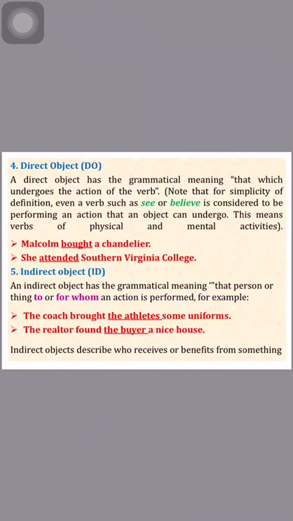Okay. Direct object is that which undergoes the action of the verb, meaning affected by the verb phrase, affected by the action done by the subject. That which undergoes, goes under. This is what we mean by affected, under the influence. So it undergoes, or is affected by, the action performed by the verb.